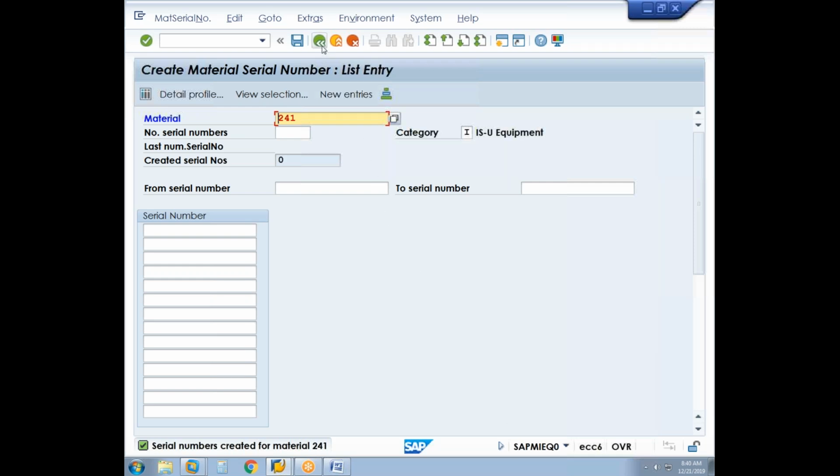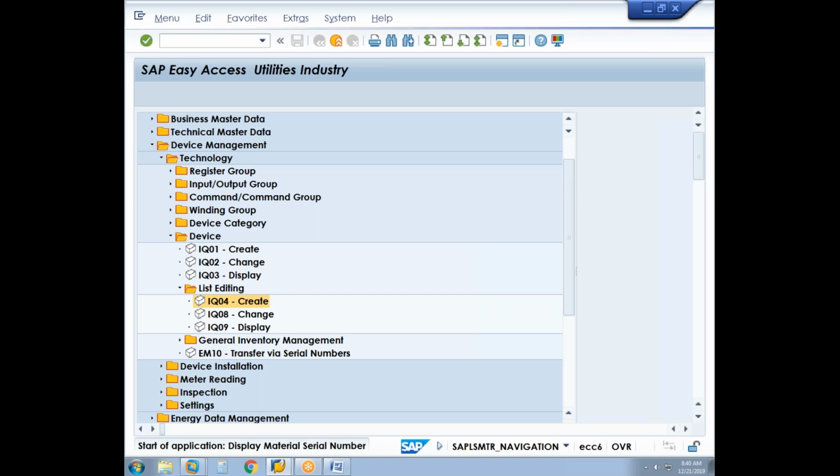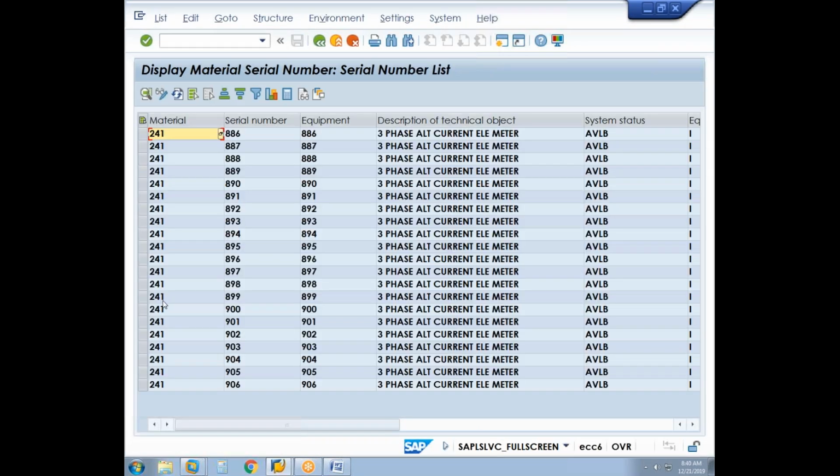Now at any given point of time, you can know how many serial numbers we have for the meter. If you go to IQ09, you can see the number of serial numbers that we have. IQ09 will show you for a particular material. Our material here is 241. So for 241, how many devices do we have? Execute. It is showing there are 21 serial numbers.